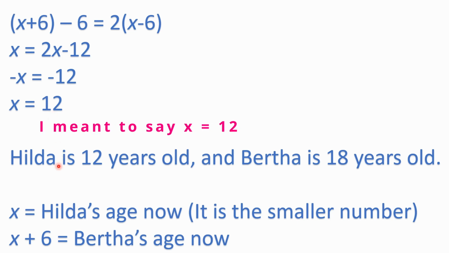So based on that, Hilda is 12 years old and Bertha is 18 years old. And that makes sense, right? x is Hilda's age now, which is 12. x plus 6 is Bertha's age now, which is 18. If you go back 6 years, 18 minus 6 would be 12. Bertha would have been 12 back then. Hilda would have been only 6. So 12 versus 6 is twice as old, right? So that totally makes sense.